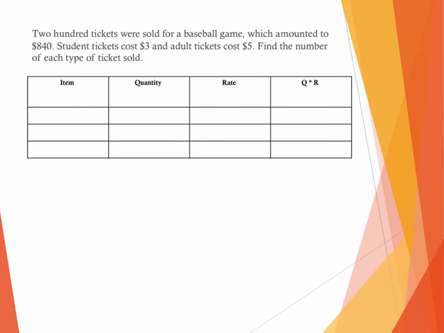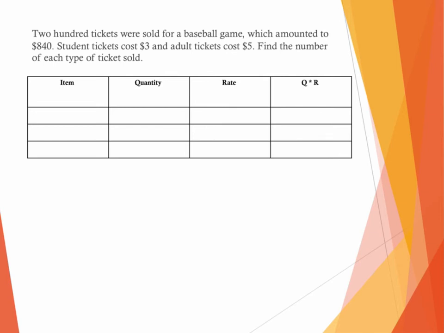So let's start off with this example. 200 tickets were sold for a baseball game, which amounted to $840. Student tickets cost $3 and adult tickets cost $5. Find the number of each type of ticket sold.